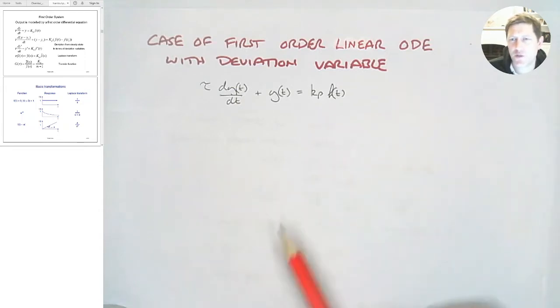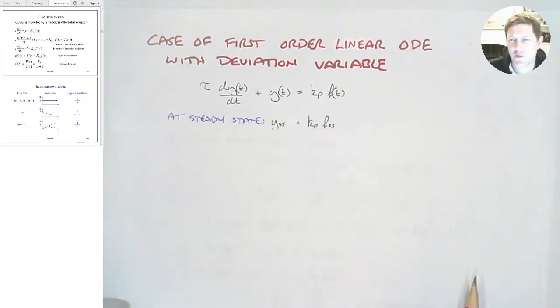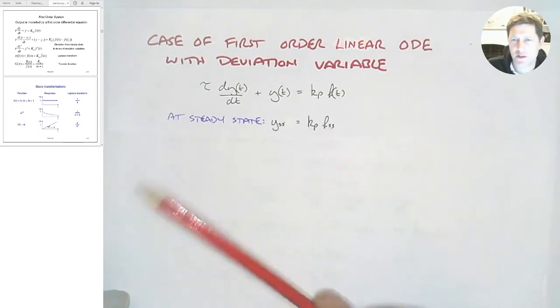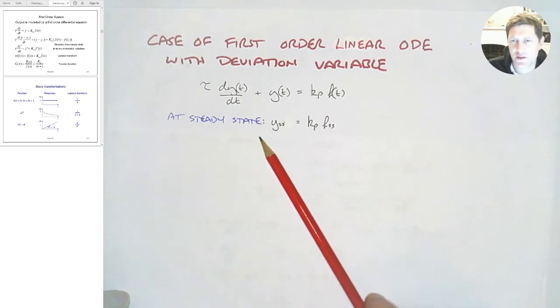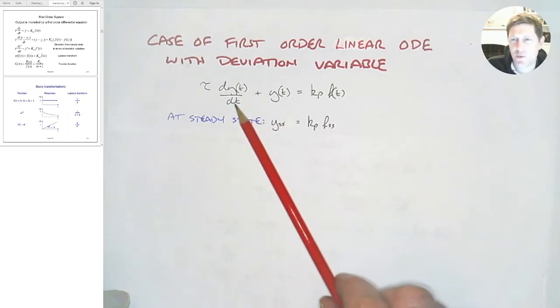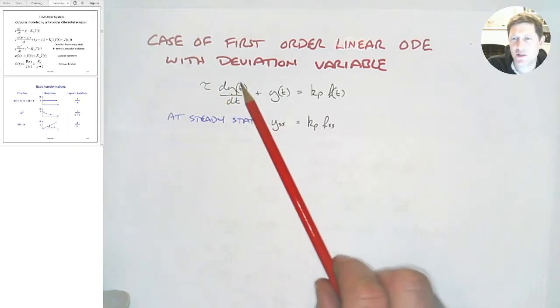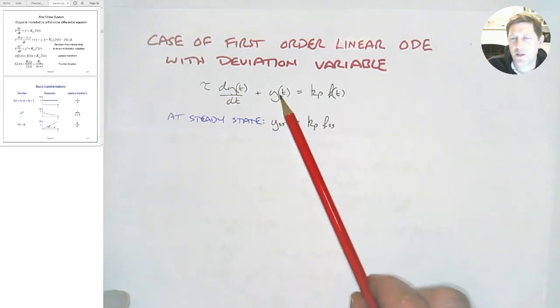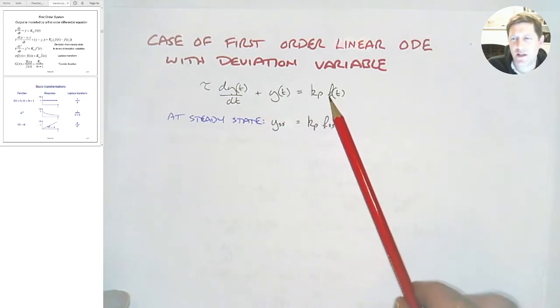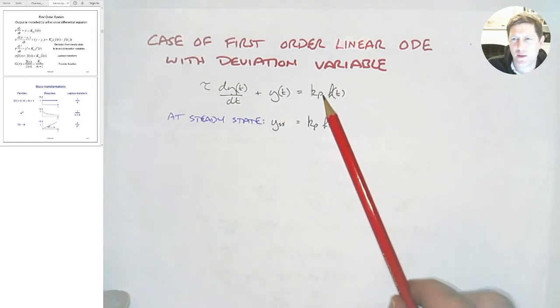So this will describe quite a wide variety of simple engineering problems, and so looking at this solution will elucidate all of those. At steady state, what's going to happen? Well, at steady state, this term will be equal to 0, and yt will be a constant, and ft will be a constant.